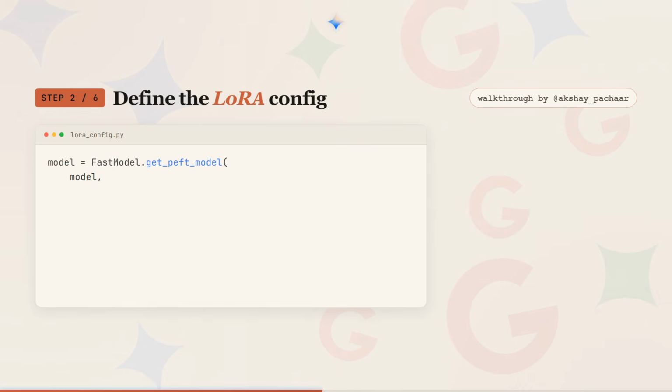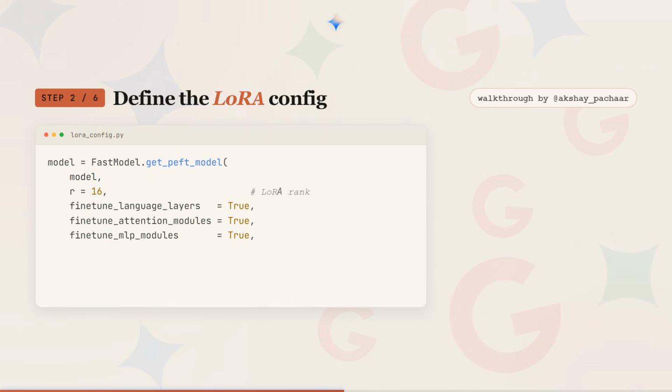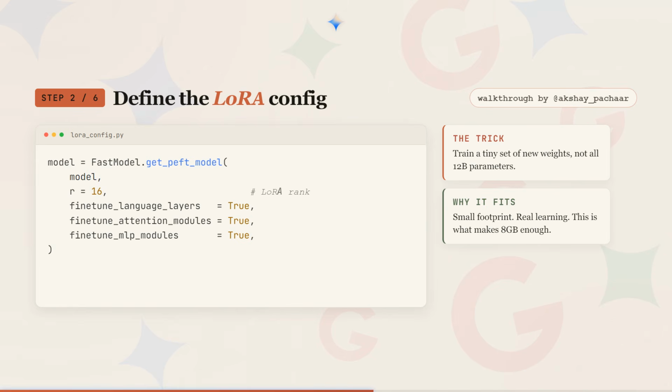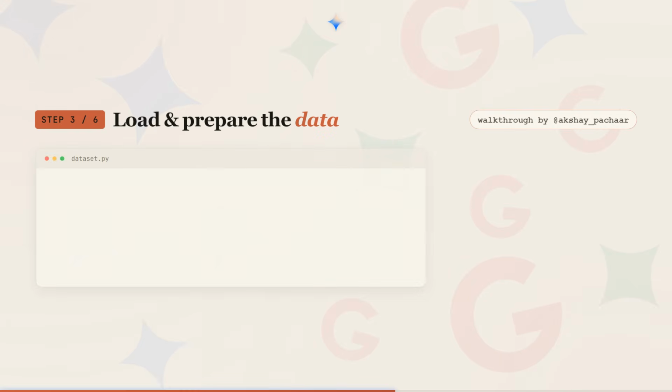Step 2. The LoRA config. This is the trick that makes 8 GB enough. Instead of retraining all 12 billion parameters, LoRA trains a tiny set of new ones. Akshay uses Unsloth's PEFT helper. He picks the rank and which layers to fine-tune. The language layers and the attention modules. Small footprint. Real learning.